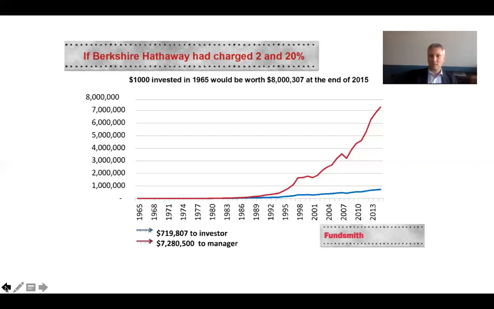So you get 8 million if you just invested in him, right? You just bought the share. But if you put 2 and 20 on it, then you get back 720,000, which is a very good return, but it's not 8 million. And the 7.2 million would have gone to the fund manager. So there's a big difference between what you would get just because of the cost structure.